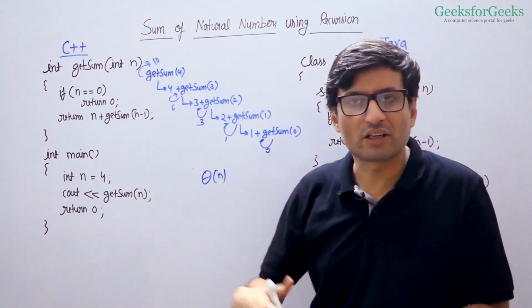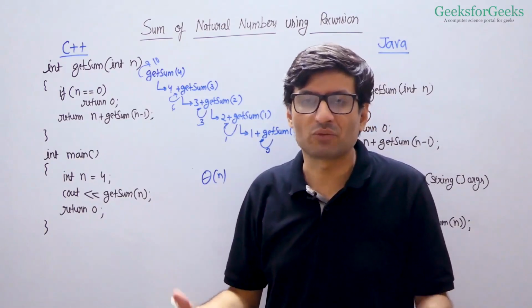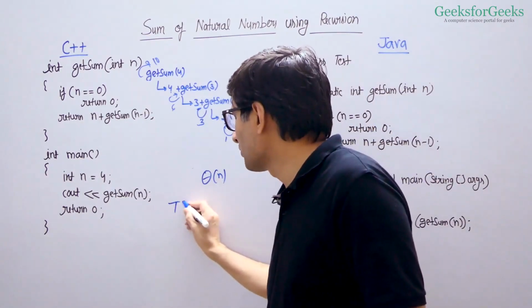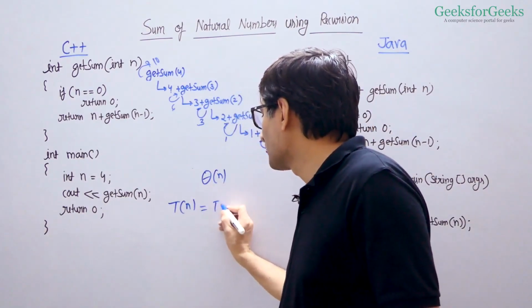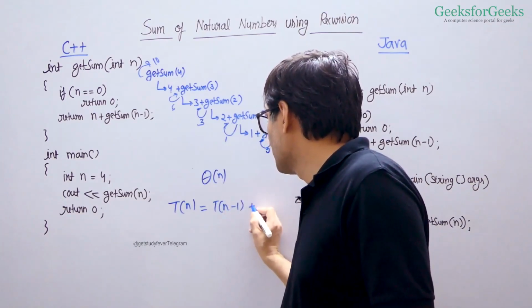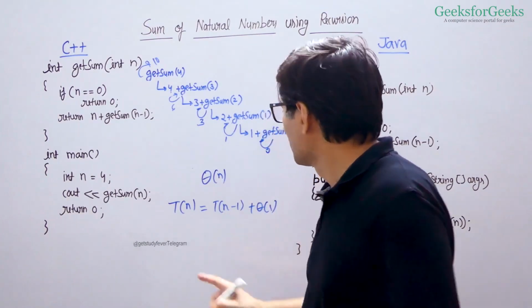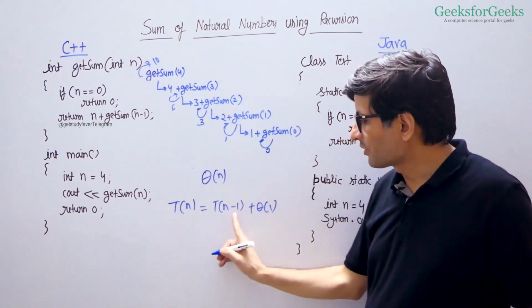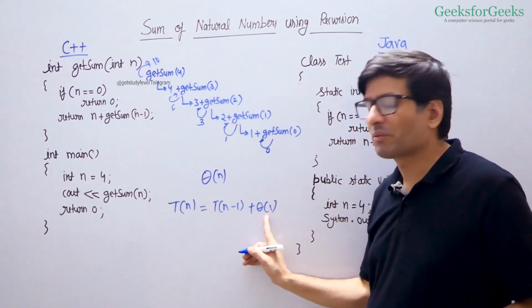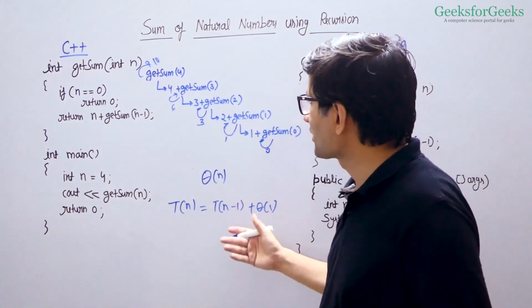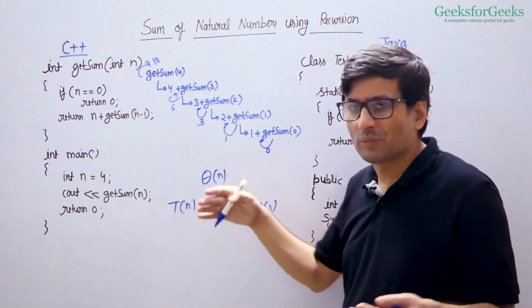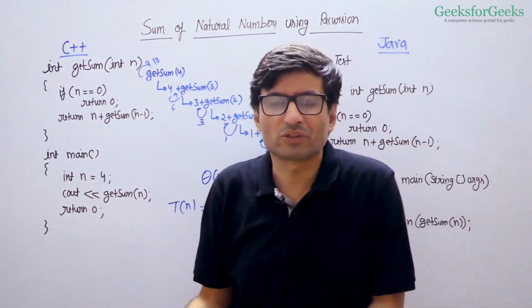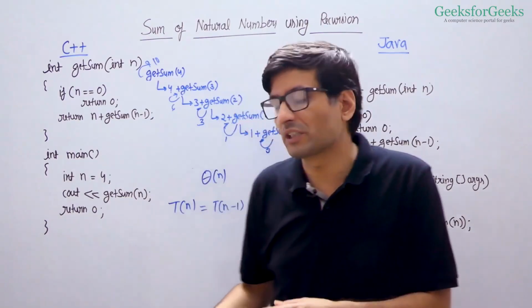And there is a recurrence way also to find the time complexity of this program. We can say T(n) equal to T(n minus 1) plus theta 1. This is also a way because when you call for n, it calls for n minus 1 and does constant amount of work. Now if you draw the recursion tree, you will have theta 1 work and there will be n plus 1 levels. So this way also you can say theta n time complexity.